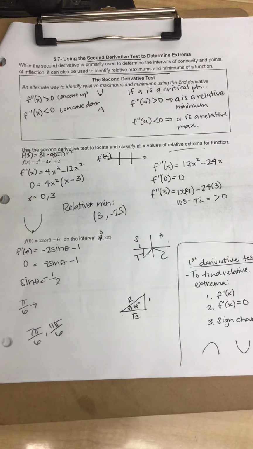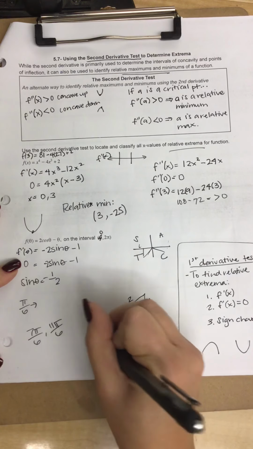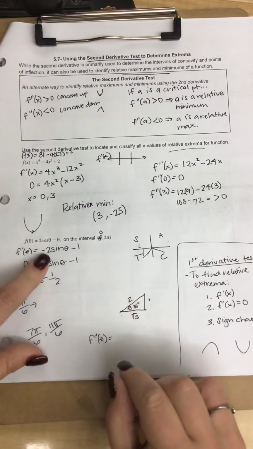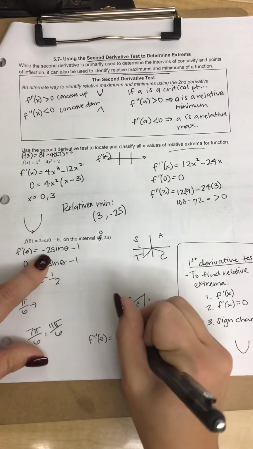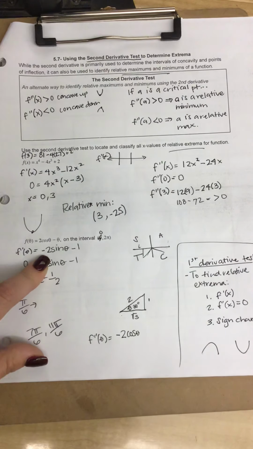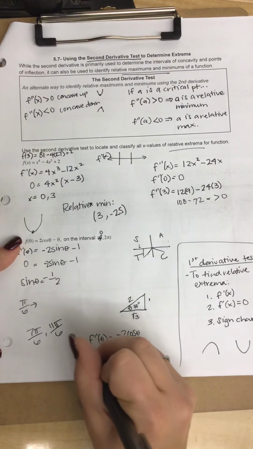So all you do is you take your second derivative now. I wish I would have saved some room. Your second derivative is, you just take the derivative of that. Derivative of sine is cosine, so negative 2 cosine theta. And you plug in these values.